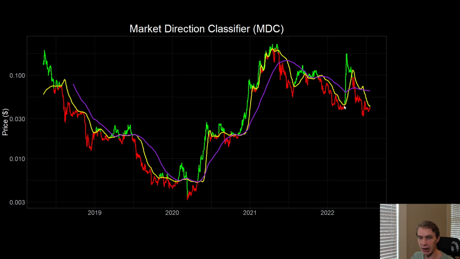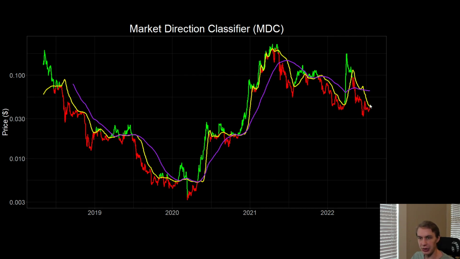You'll see this often, like for example here, the MDC would have been telling you to get really interested in ZIL here and get bearish here. The 20-week barely registered that move at all. It just didn't update quickly enough. So that's why I like looking at the MDC.